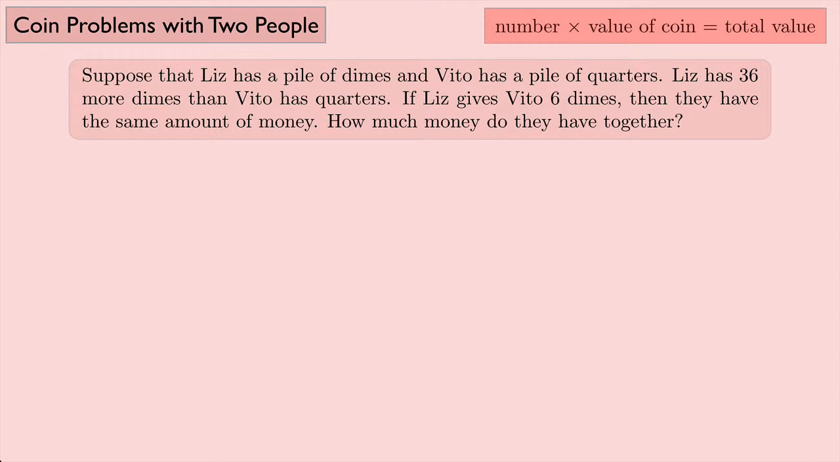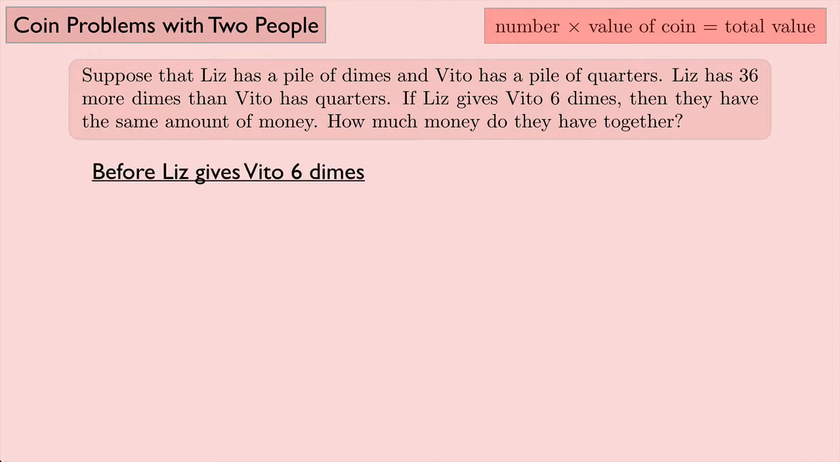So this problem is, at first appearance, a little tricky. There are two different types of coins, and then we also have one person giving another person money. How do we account for that? My advice is to break it into two parts, a before and an after.